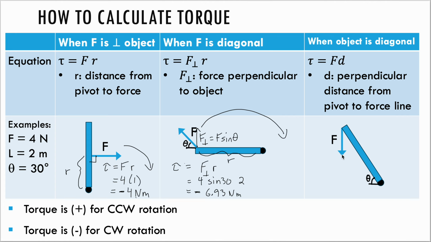We're going to extend the force. That's going to be our force line, also called a line of action. And then D is that perpendicular distance from the pivot to the force. So if the force is vertical, that means that D is going to be horizontal and vice versa. Now let's look at the triangle form to get this distance. This distance here is going to be adjacent to the angle, and the hypotenuse is the length of the beam. So it's going to be L cosine of theta.